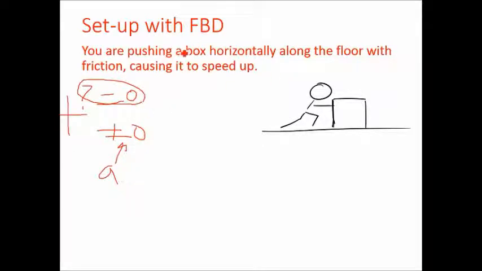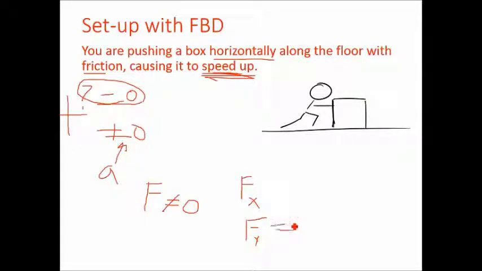So here we go. Pushing a box horizontally along the floor with friction, causing it to speed up. Because it's speeding up, I know that the forces are not equal to 0. It's unbalanced. What we're going to do again, though, is look at each direction differently. We're going to look at the force in the x direction, and we're going to look at the force in the y direction.